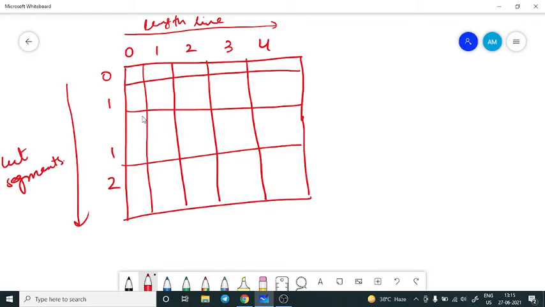Now you can see that if the line segment remaining is of length 0, and I have 0 cut segments available with me, how many maximum cuts can I have in this line segment? That is 0, correct? The remaining cells I'll be filling with integer minimum. I'll tell you why. This entire thing will be filled with integer minimum.